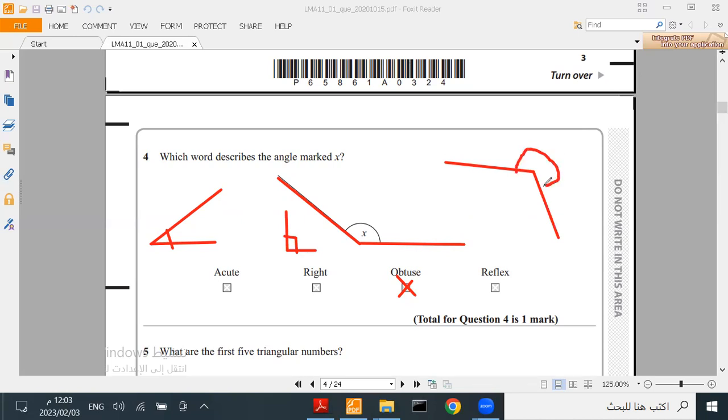This is reflex. And then what's the straight line? Because it's larger than 90. Obtuse. Yes, it's larger than 90, smaller than 180. Reflex, larger than 180, smaller than 360. Right means 90. Acute, less than 90. Okay, you have to know this. Now let's move on.